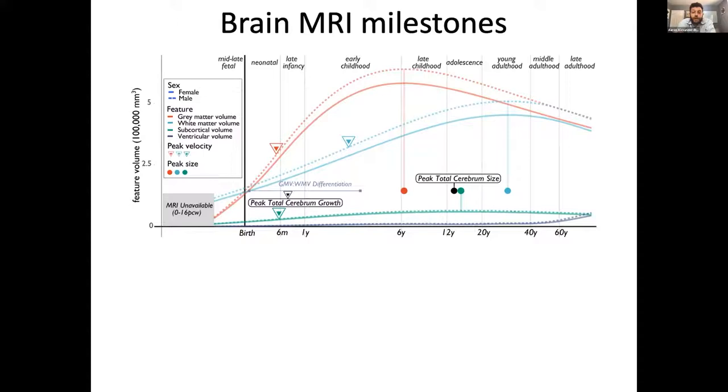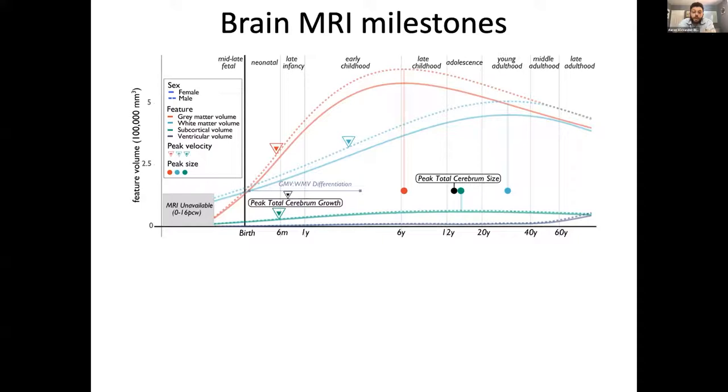Only gray matter volume peaks in absolute size prior to adolescence, but rates of growth in general peak much earlier in infancy and early childhood. And these early peaks in rate of growth haven't previously been well demarcated, because data sets haven't really spanned the perinatal period, which was necessary for us to accurately model early growth.